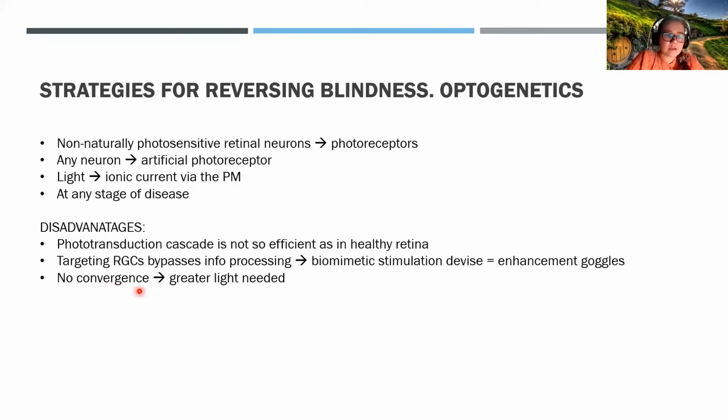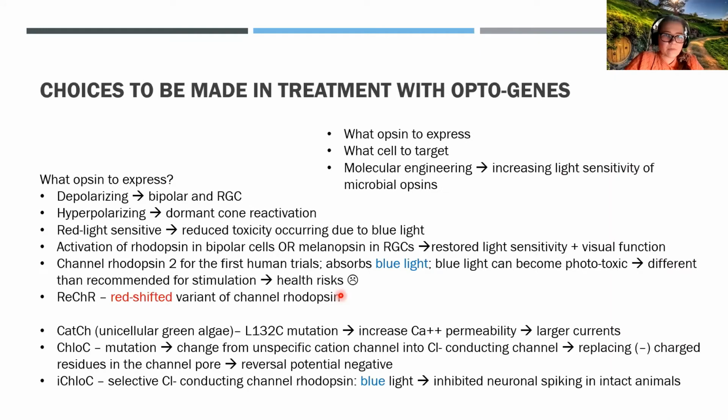Yeah, and there is no convergence, so we would need a greater light to stimulate those opsins. Now, when we want to treat eye disorder with optogenetics, we have to decide what opsin to express. As we saw, there are bacterial rhodopsins, channel rhodopsins, etc. And what cells we want to target. Are these cones? Are these rods?